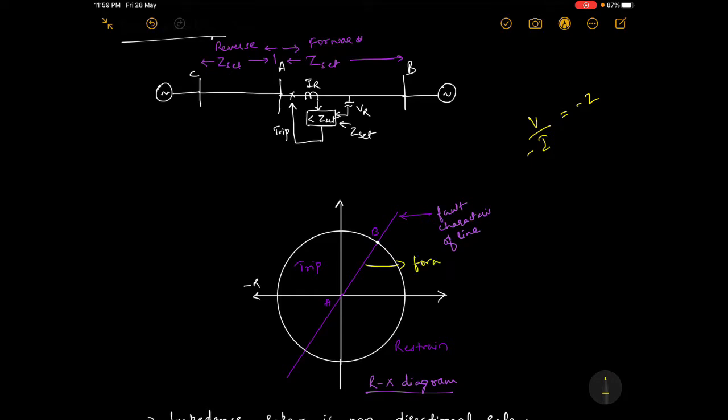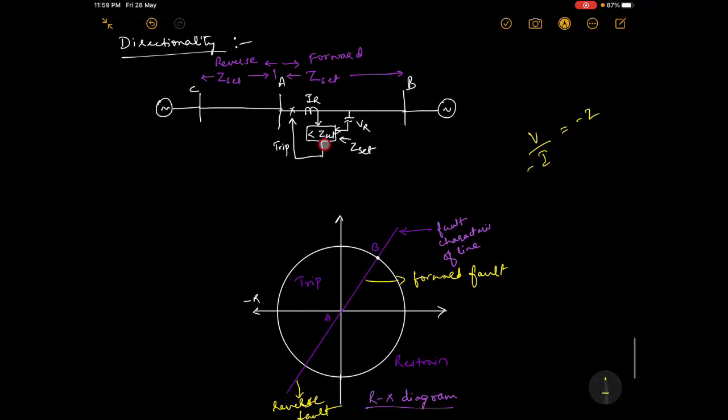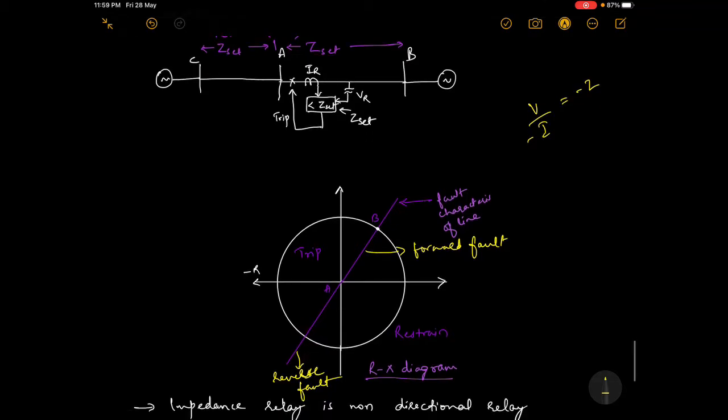So this is forward fault and this is reverse fault. So it will operate for both directions, but most of the time we want the relays to be directional, to operate only for the forward direction, not in the reverse direction. So this relay does not give that directional element.